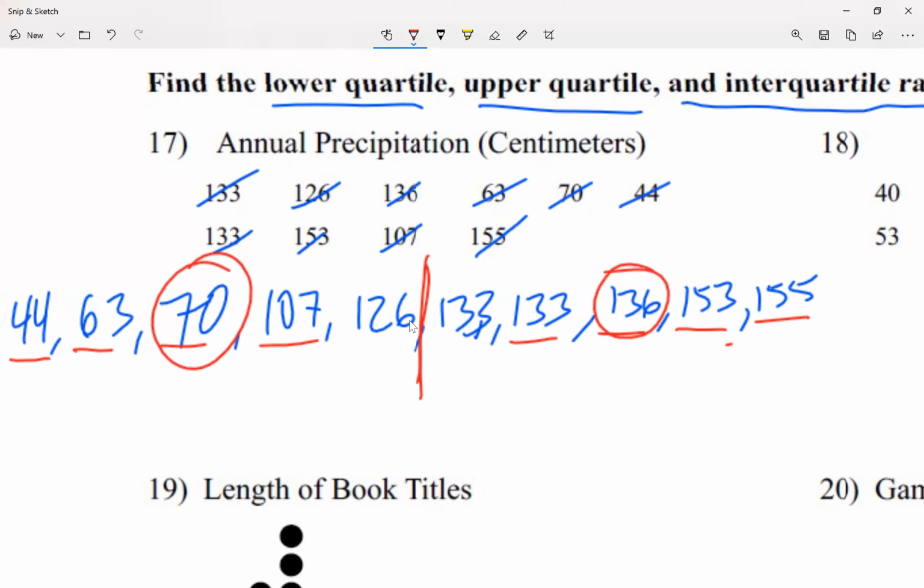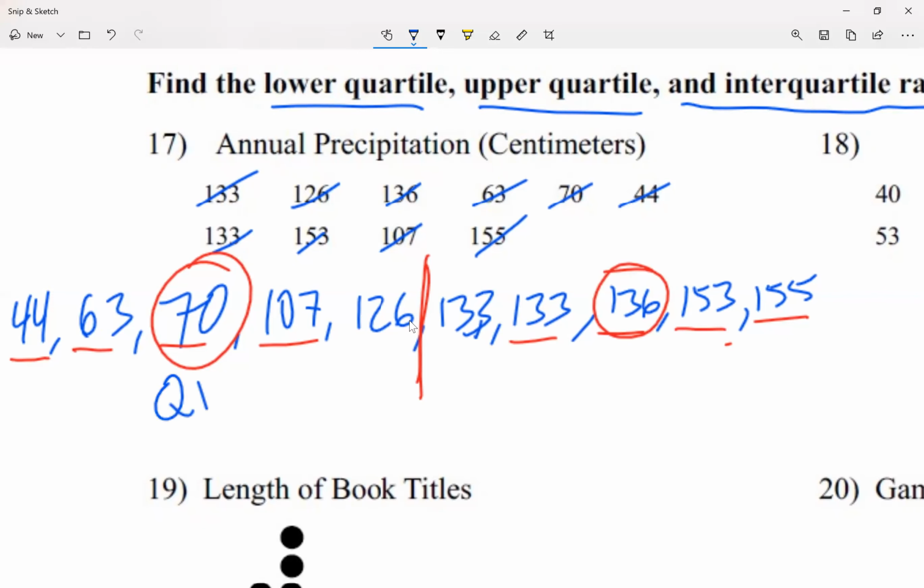Now, usually what we call these numbers, the first number, that's 70, we call that quarter 1. The middle, we call that quarter 2 or median, right? We talked about this yesterday. And then here we have quarter 3. So when it was asking, what's the lower quartile? Basically, what's quarter 1? Quarter 1 is 70. When it asks what's the upper quartile, that is quarter 3.